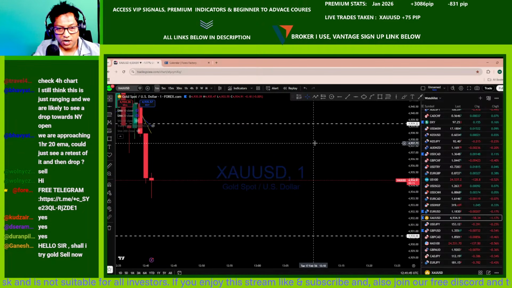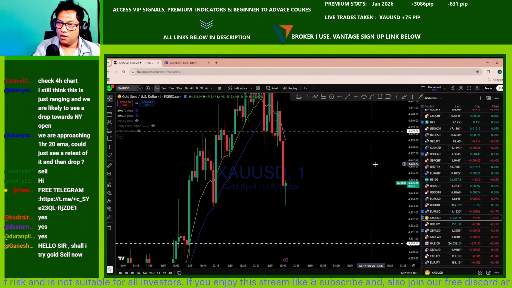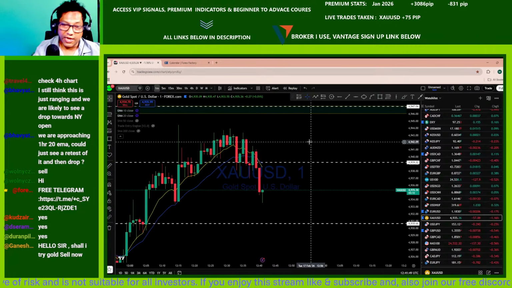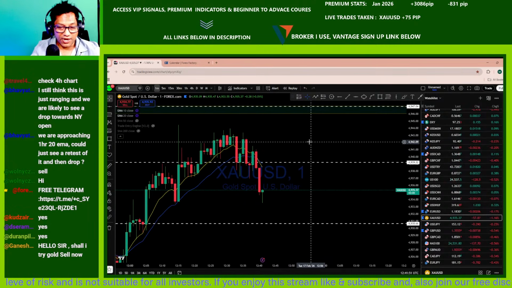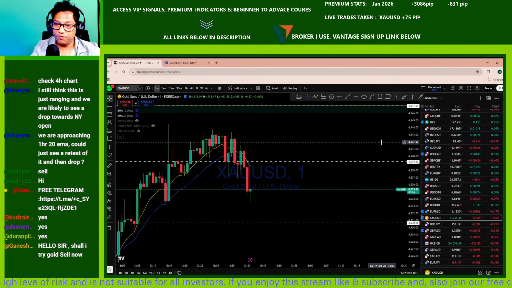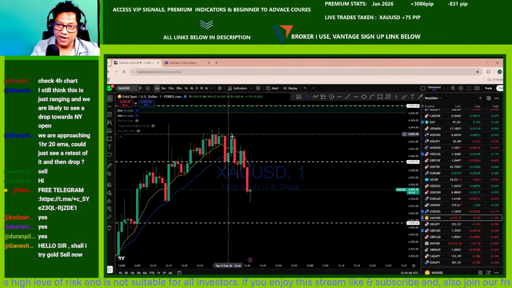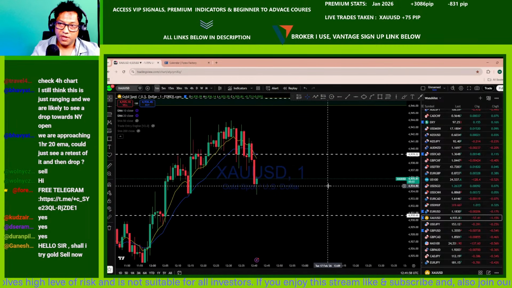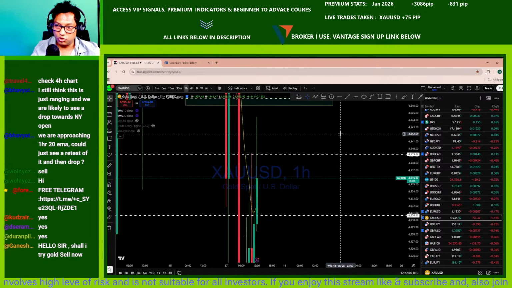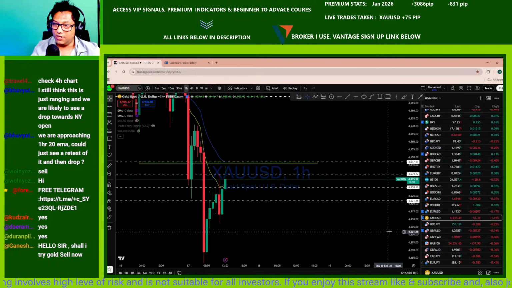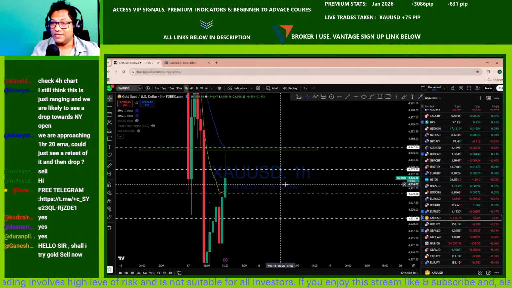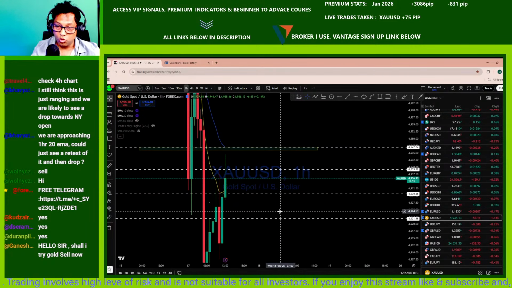So shall I try gold sell now? It's still not selling, but we are looking for that entry and preparing, because the market has slowly been building its momentum to the downside here, right? So it's showing that there is a possibility, but if you look at this 1 hour candle, there are still 17 minutes for this candle to close.